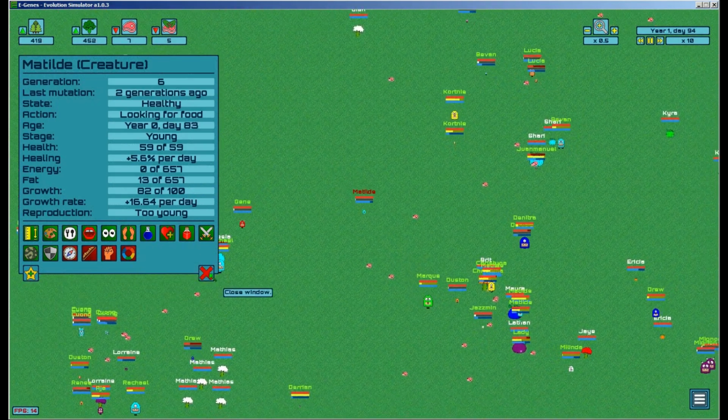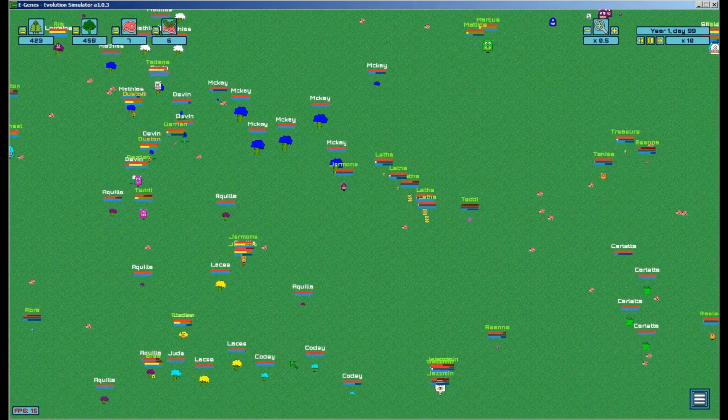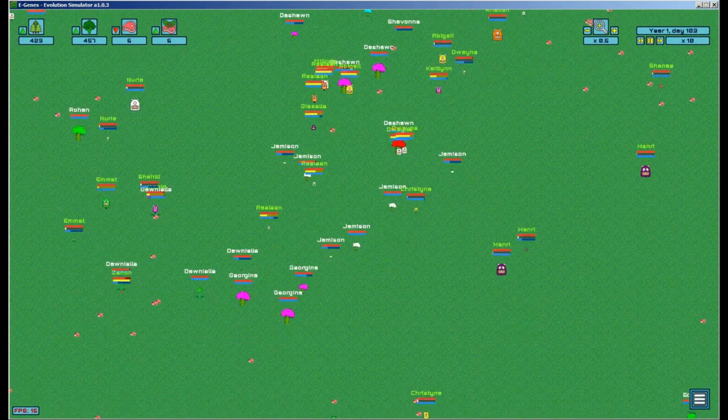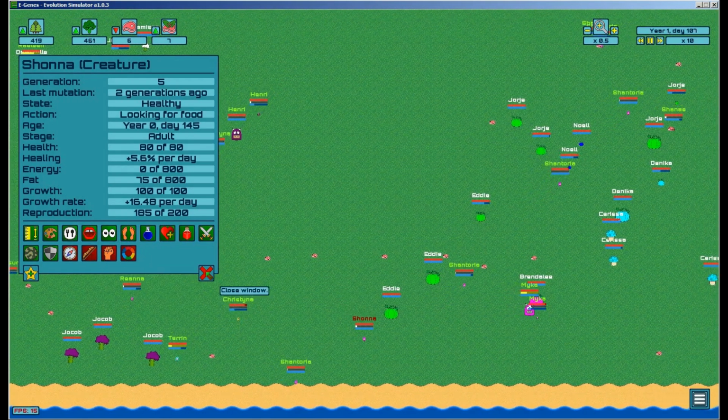This creature is a carnivore, but doesn't have hunting behavior. This means that this creature is a scavenger that only eats dead creatures. This one is also a scavenger.